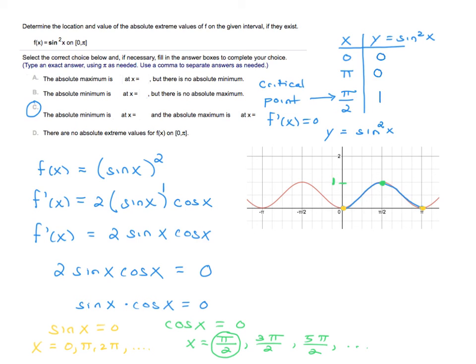What does all of this mean? It means that we do have a max. It's at pi over 2, and it takes on a value of 1. But we also have a min. In fact, there are 2 of them. In terms of how you would enter your answer into MyLab, the absolute min is 0, and it occurs at 2 x values: at 0 and pi. The max is 1. It only occurs once, and that's at a value of pi over 2.